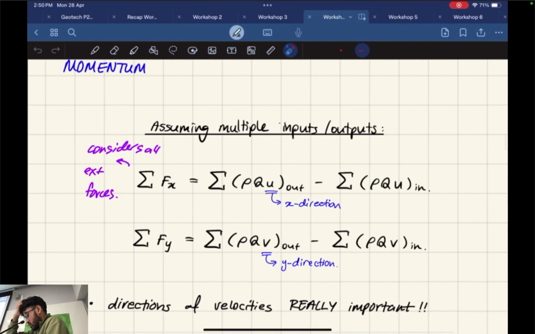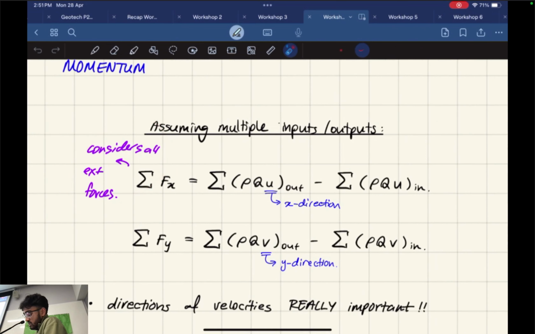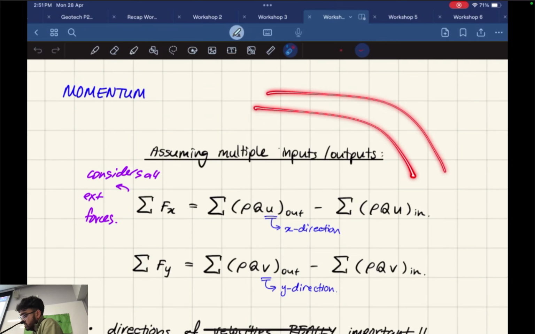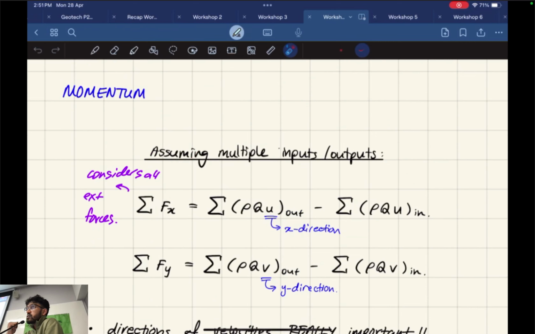Momentum. So when you're taking a look at momentum, the left-hand side considers all your external forces. This could be due to pressure, or any extra forces acting on the system. So if you have a tube and there's some sort of external force like this, you're going to have to account for it in momentum, because it's going to affect your momentum.